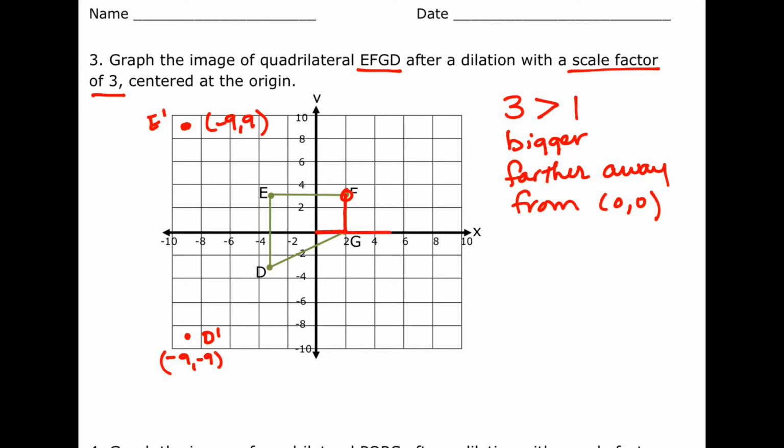So I'm going to go 6 on the x-axis. And we had gone 3 on the y-axis. 3 times 3 is 9. So I'm going to go up 9 on the y-axis. So that puts us at 6, 9 for our F prime.